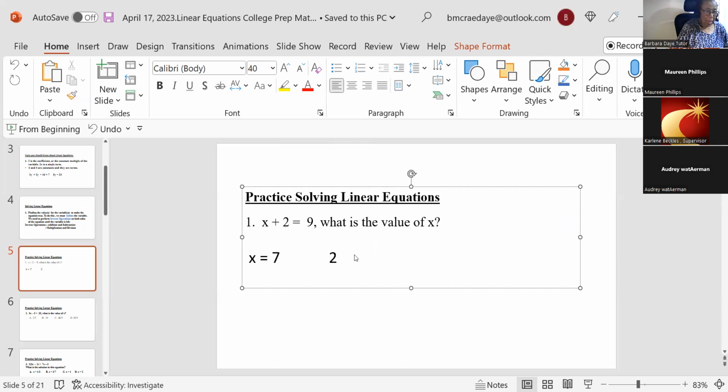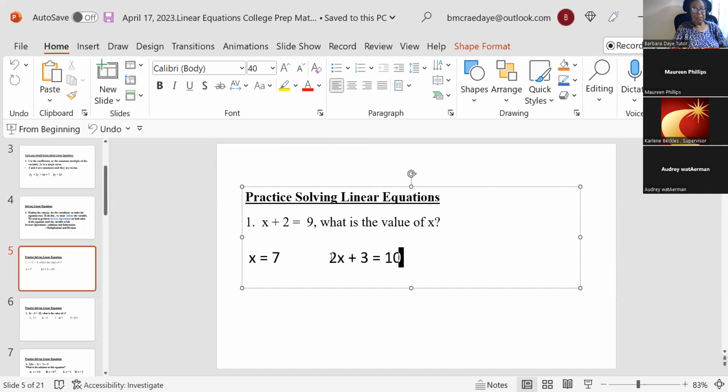Now, suppose you had 2x plus 3 equals 10. Now, this one, you'll have 2 inverse operations. What are they, Audrey? 2x plus 3 equals 10. Now, you want to get your 3 on the side with the 10. So that's an inverse operation.